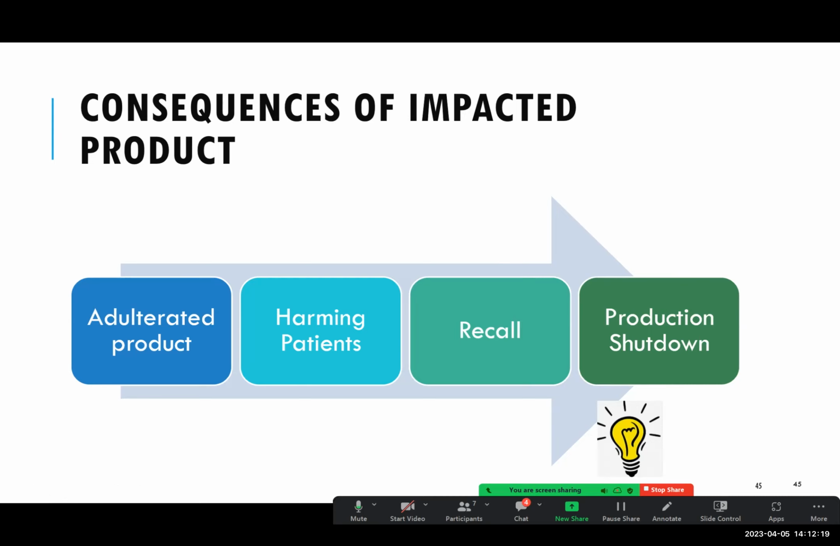This is where the FDA comes in. They have the right to say, hey, you cannot make anything else right now until we figure out what is going on. We can't risk it getting out into the market. So most of the time, all of the time if possible, we want to live in this first box. We want to be adulterated product. We're going to have machine failures. That's part of running high-speed equipment. But we definitely want to not get into a place where we're harming patients, recalls, and shutdowns, if at all possible.